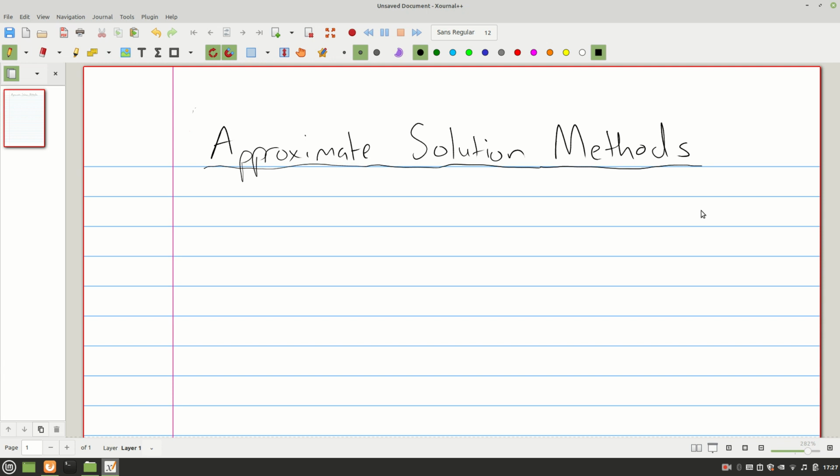Today we're going to be talking about approximate solution methods, or more specifically, on-policy prediction with approximation. Before actually starting on that specific topic, I would like to give more motivation behind why we use these methods to begin with and what value they give us when we're solving reinforcement learning problems.